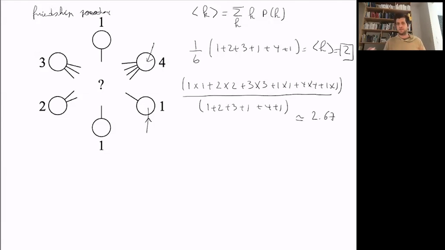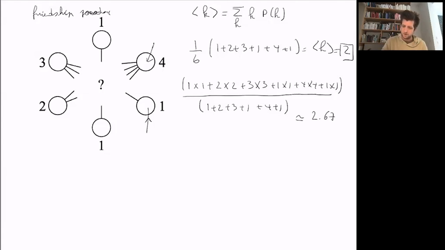Basically, it simply means that because of this biased sampling, we give more importance to the high degree nodes, and hence the average number of friends of a friend is going to be larger than the average number of friends of a random person. Yep. So this is the formula that comes from this example.